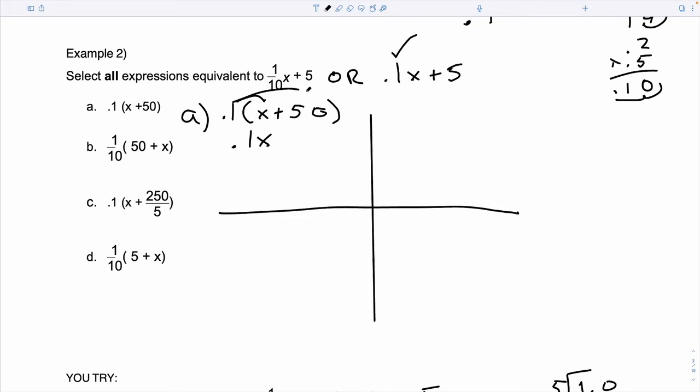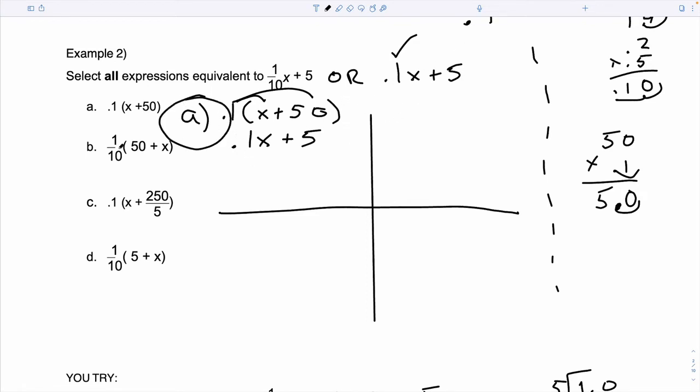What is 0.1 times 50? I'm going to do some scratch work. They're close, but try again. Nope. Pay attention to your decimal. Nope. It's 5.0. So 5 or 5.0 works. It's the same thing. So this matches that exactly. Circle A.